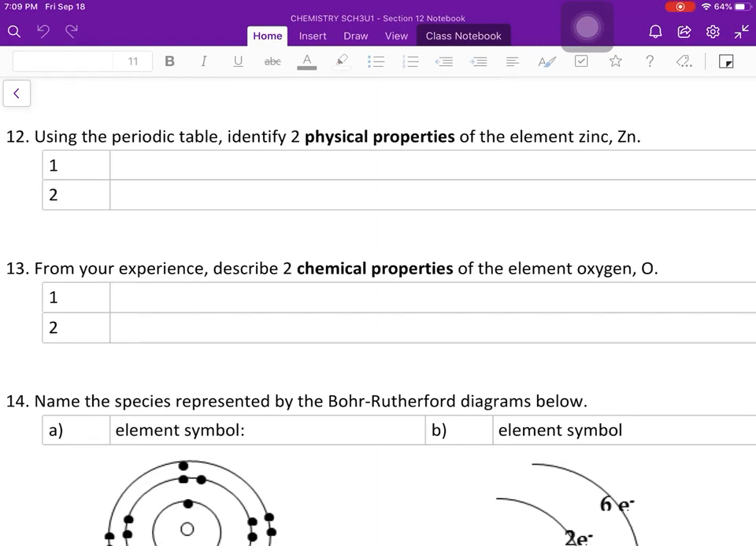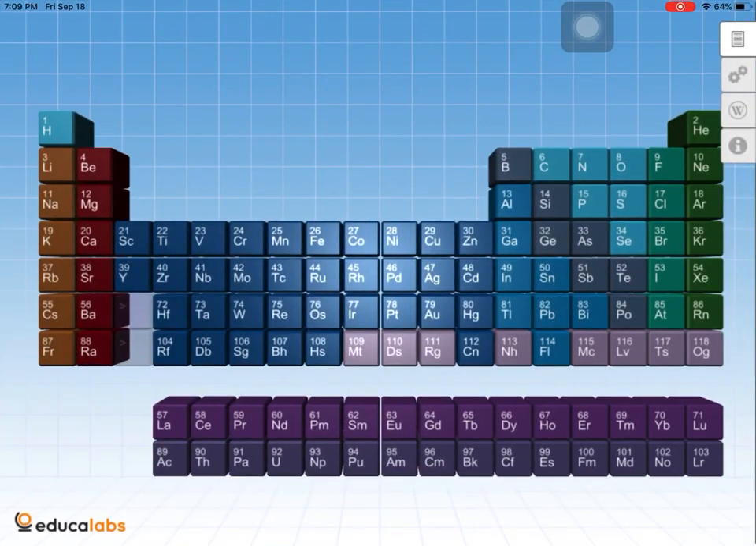Okay, so we're just going to continue working through this review that we didn't quite finish in class. So question 12, using the periodic table, identify two physical properties of the element zinc. So zinc is over here, in this middle chunk. If you look at review 1, we had talked about these being the transition metals. And transition metals are the metals that we typically think of when we think about metals.